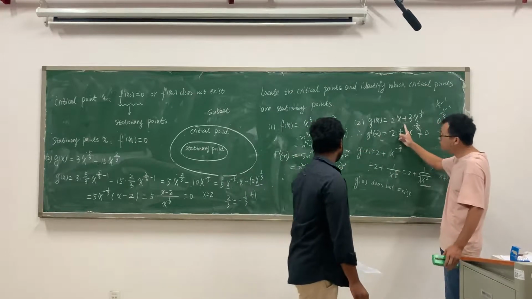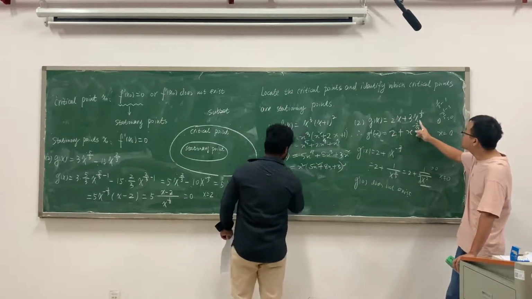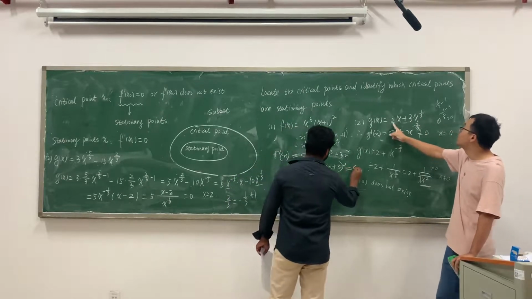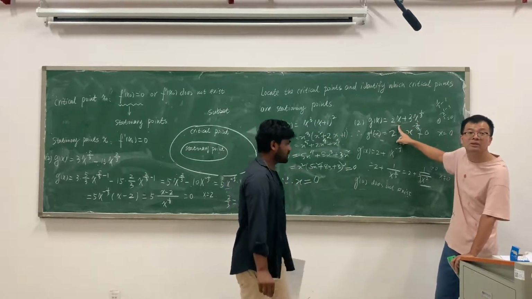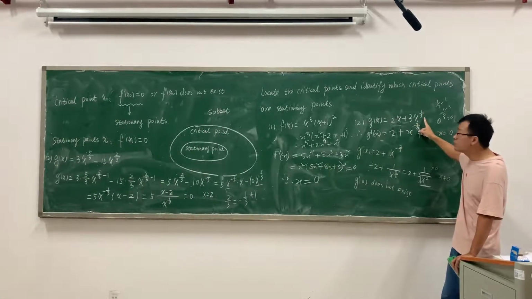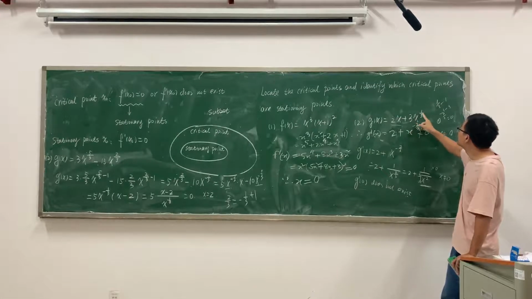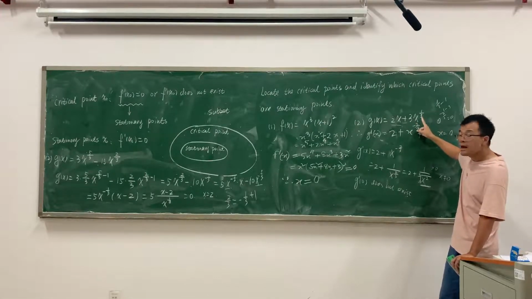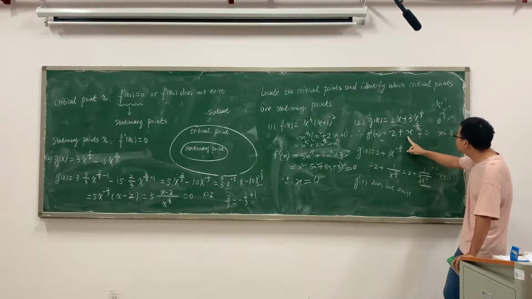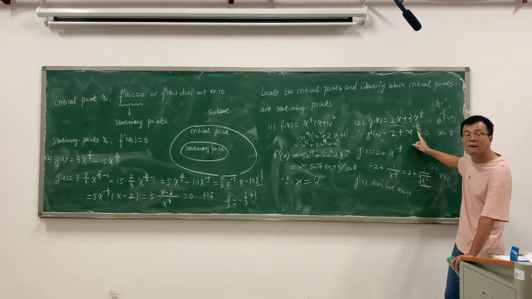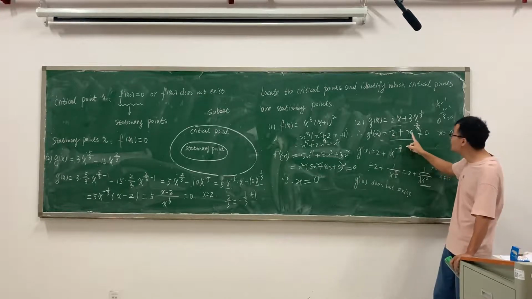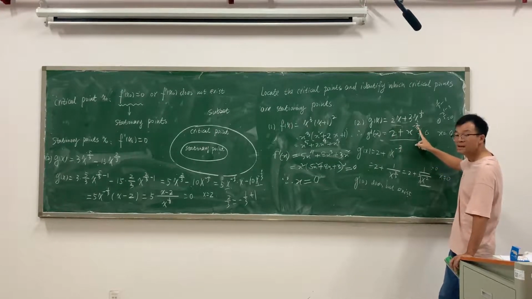So now let's see the first one. For this one, g(x) equal to 2x plus 3 times the cube root of x. So the derivative is what? The derivative of 2x is 2. The derivative of 3 times the cube root of x is 3 times 1 by 3 times x to the power 1 by 3 minus 1. So the result is x to the power minus 2 by 3. So the derivative is 2 plus x to the power minus 2 by 3.